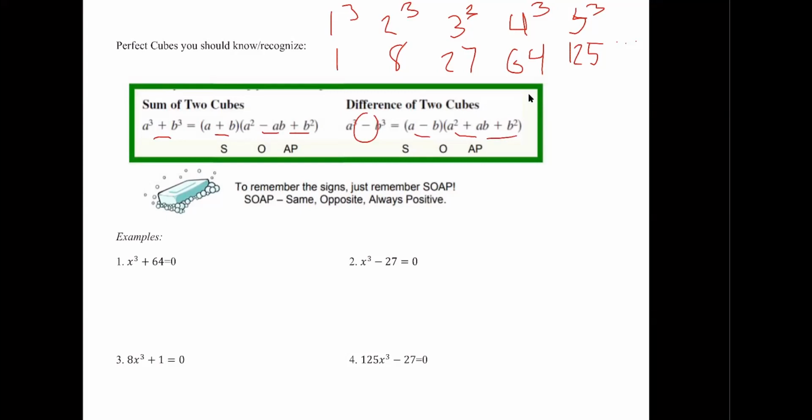If you look at these formulas, it's basically this: you have an A and a B, either plus or minus, and then you have A squared minus AB plus B squared. The only difference between these are the signs, but if you remember the SOAP acronym, it can help you remember these formulas. Usually I make my students memorize these formulas, but realistically you're going to be able to reference them, so you don't have to memorize them, but it's something you might need to memorize at least in a future class. So just keep that in mind.